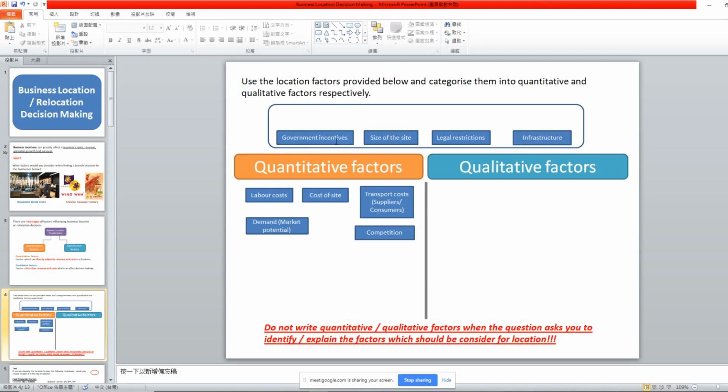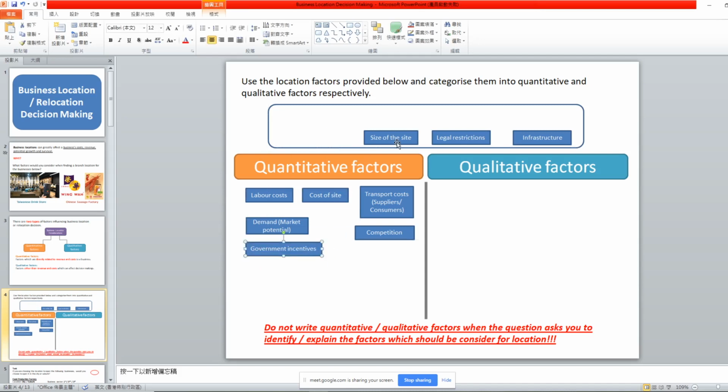So government incentives. Last time we talked about this, right? It's all about whether there is any welfare or subsidy from the government to help businesses locate in a specific area. Obviously, if the government can provide subsidies or other benefits to you, your cost will be lower. So I'm going to put it here.